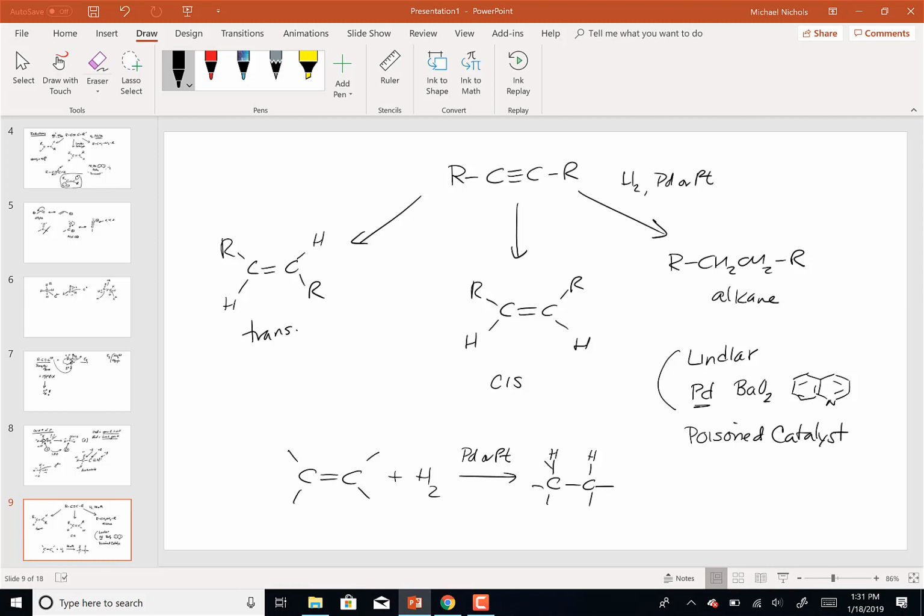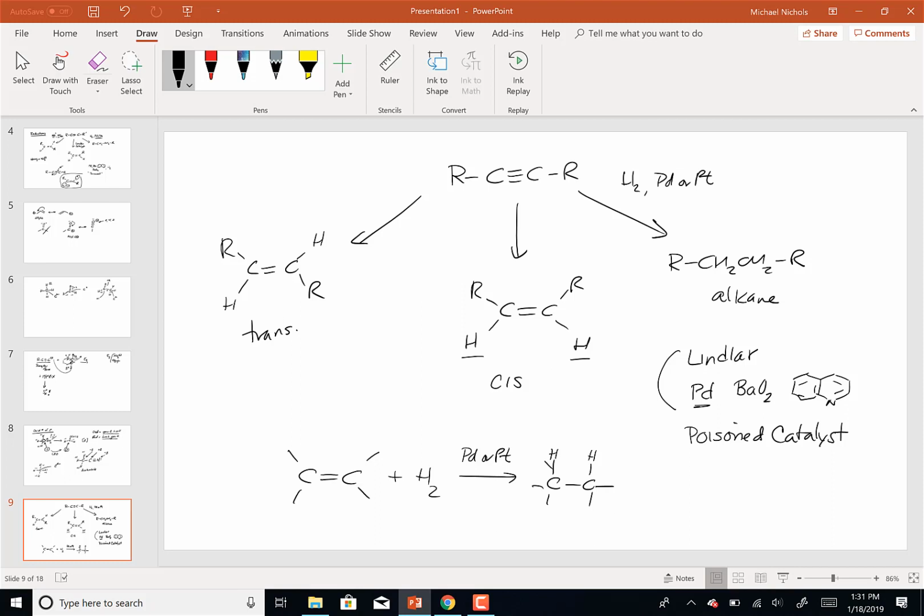And this was intentionally done so that you would stop at the cis alkene. It's still cis because the hydrogen absorbs onto the surface of the metal, and then both those hydrogens add to the double bond at the same time. So it's still a metal surface reaction. It's just not active enough to reduce the alkene. So that's what the Lindlar catalyst is.